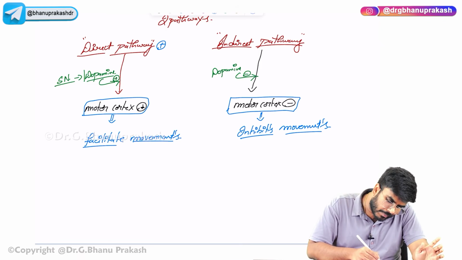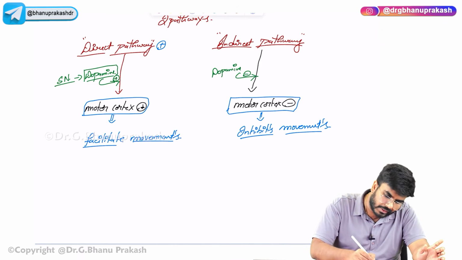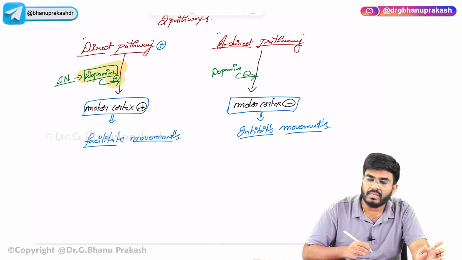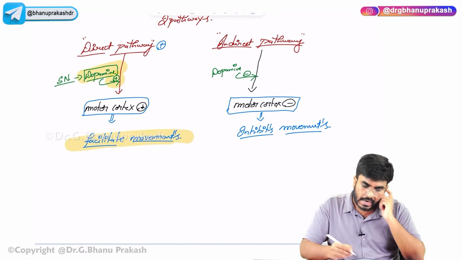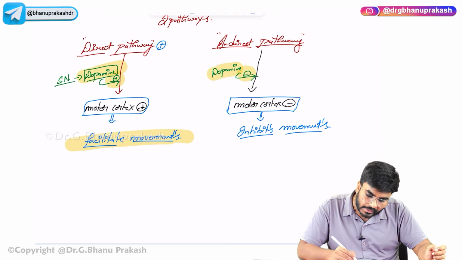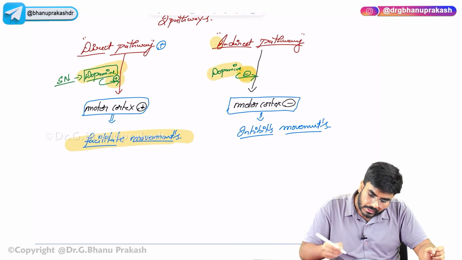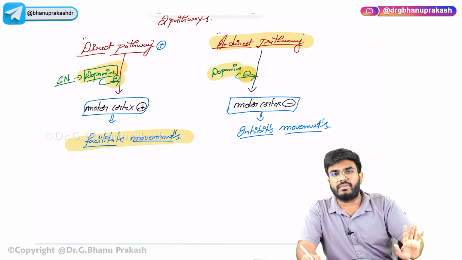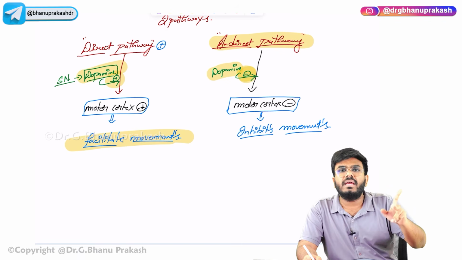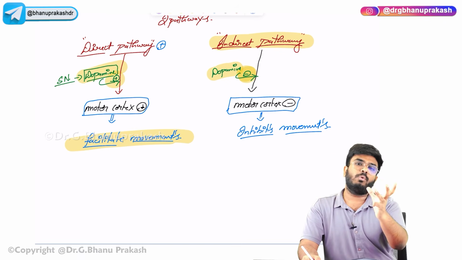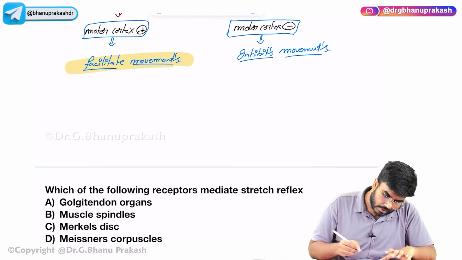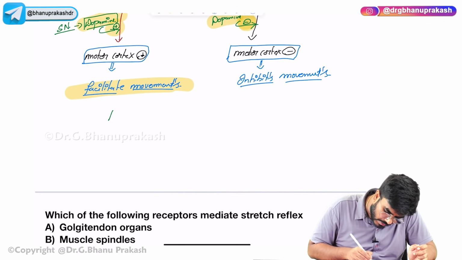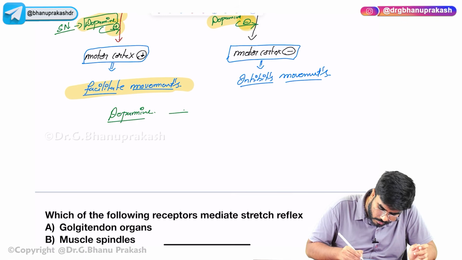So finally, because of the activation of the direct pathway, there will be facilitation of movements, and the same dopamine is also inhibiting the indirect pathway. If you inhibit the indirect pathway, that will also facilitate the movements. So finally I can say one thing, dopamine is required for the movements. Dopamine is going to facilitate movements.